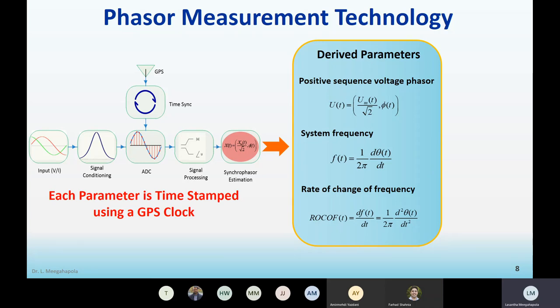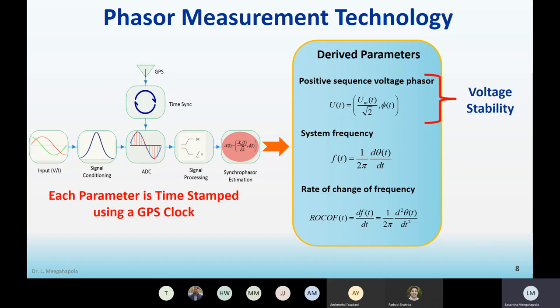So we extract the positive sequence voltage phasor, and through that we can calculate the system frequency as well, by taking the time derivative of theta. And we also calculate the rate of change of frequency. The most important thing is that once we extract this data, it gets timestamped internally and is sent through the communication channel to one location.